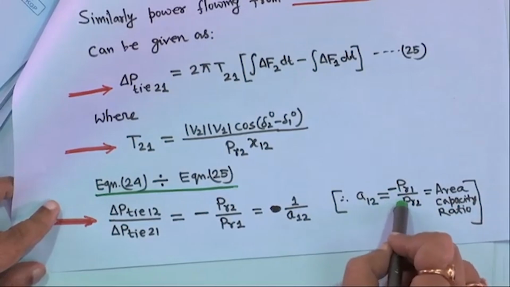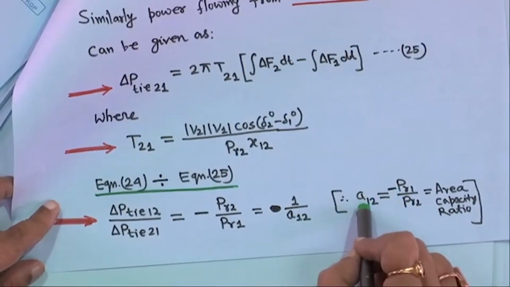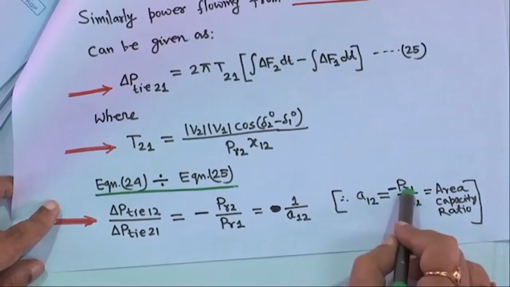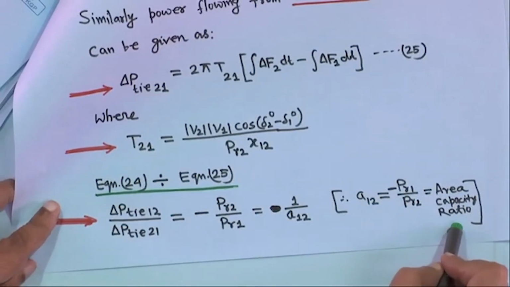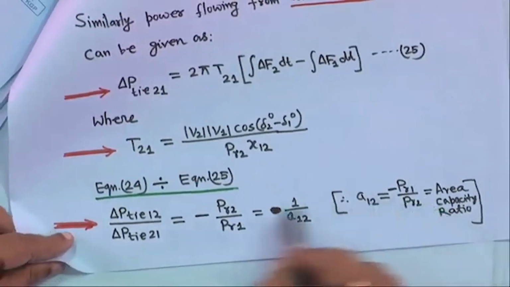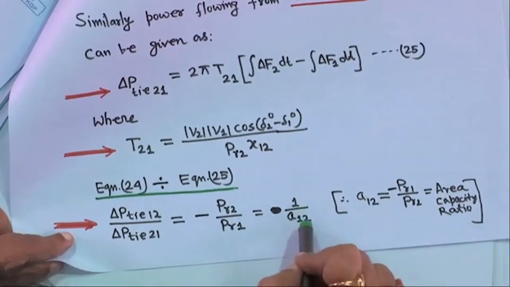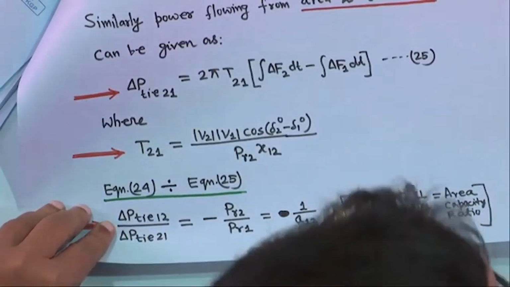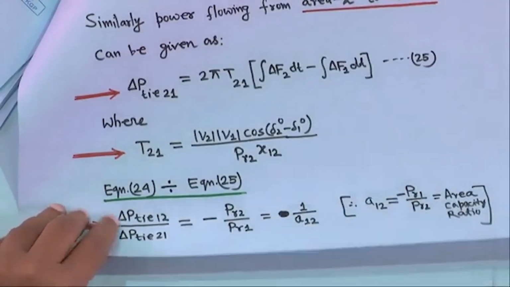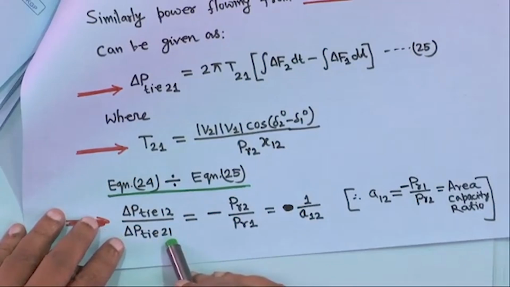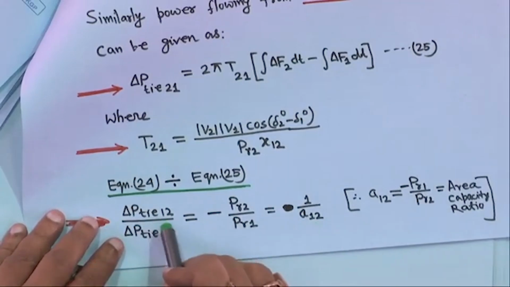If you do not take the minus sign here, then the block diagram will change with that minus a12, right. Otherwise, if you take a12 equal to minus Pr1 upon Pr2, actually Pr1 upon Pr2 is the area capacity ratio, but with this minus sign sometimes we also call this the area capacity ratio. So, this is actually written as 1 upon a12. So, once this ratio is done, therefore delta Pti21 is equal to a12 into delta Pti12.